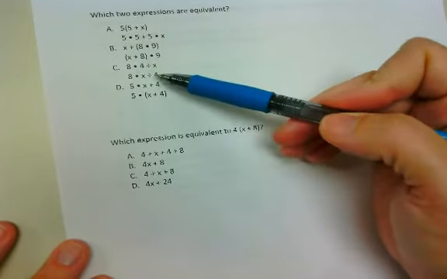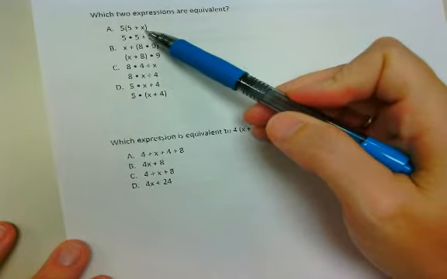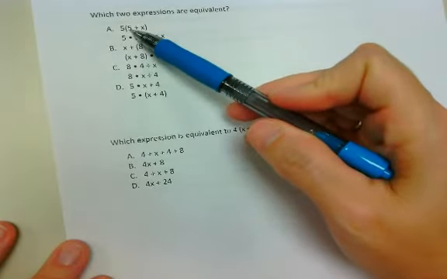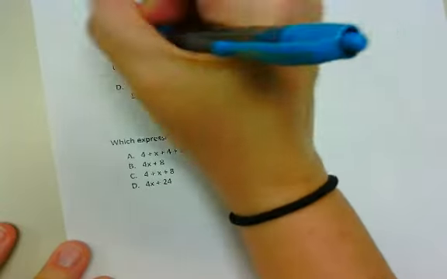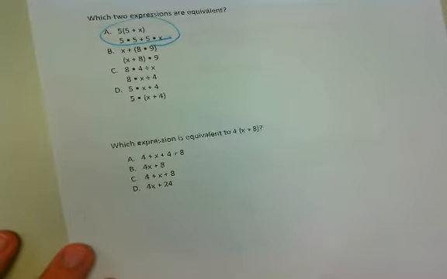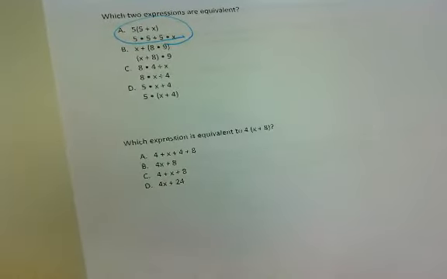Well, the only one that really could be distributive is this one, and that's 5 times 5, which is correct, and 5 times x, which is correct. So our answer would be A. Guys, you just really got to know the properties so you know which one to pick, okay?